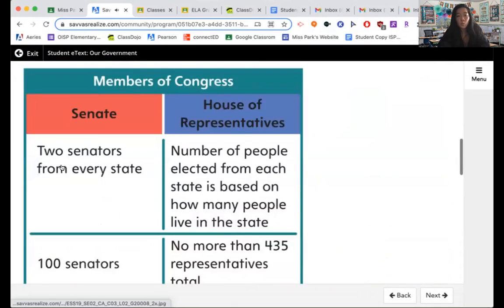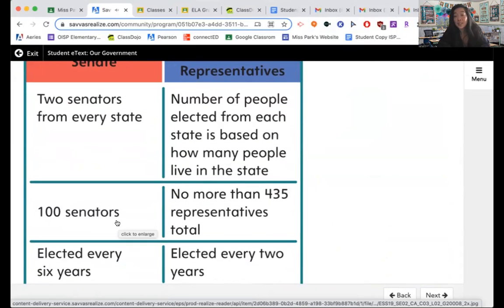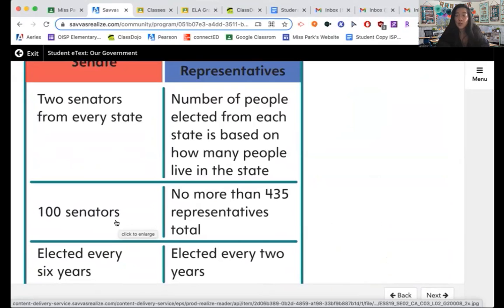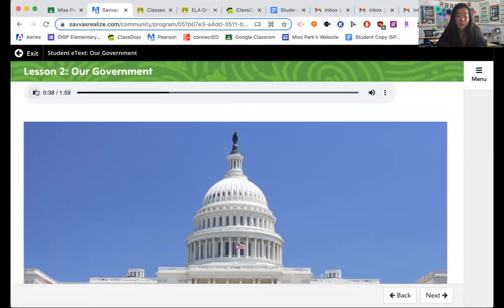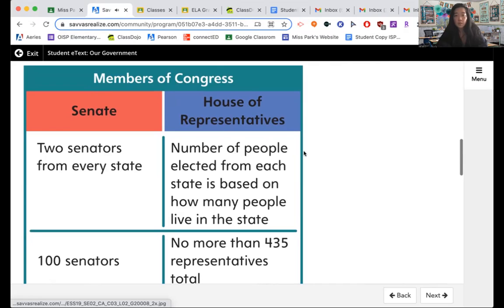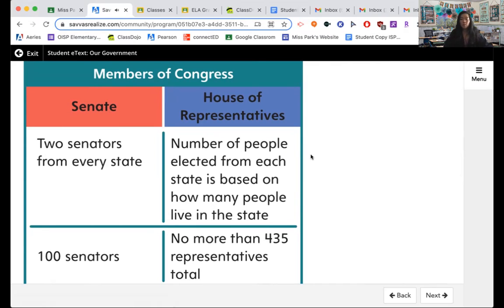House of Representatives. And the reason why there's 100 senators is because there are 50 states. And so if there's 2 senators per state and there are 50 states, think of it like 50 cents. If you had 2 50-cent coins, then you would have $1, which is 100. So 2 times 50 would be 100, which is why we have 100 senators. Representatives. Number of people elected from each state is based on how many people live in the state. No more than 435 representatives total, elected every 2 years.